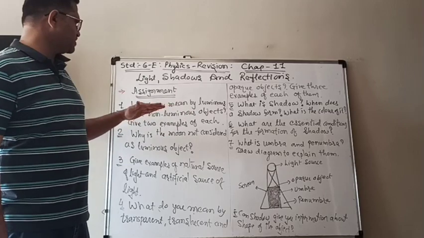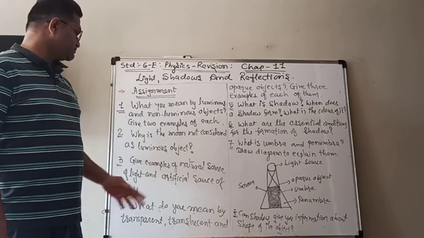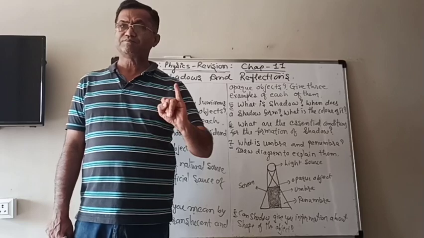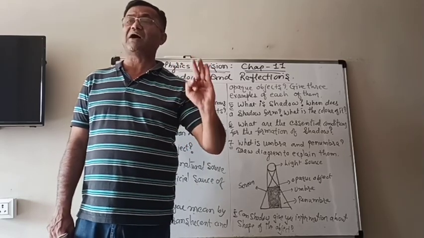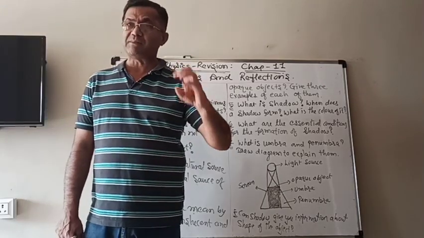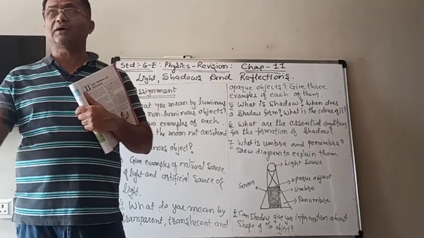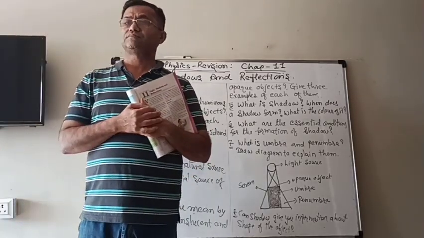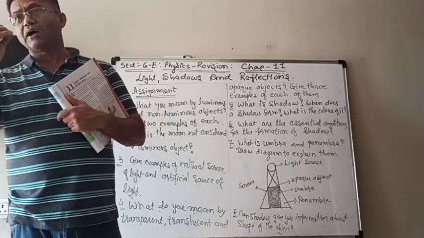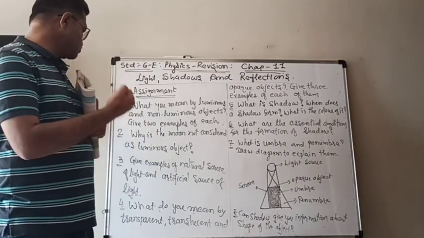So we discussed this first, second and third. In third, natural sources of light, I already explained to you: sun, stars and the firefly. They are self-luminous, means they are emitting their own light. And artificial sources of light are the bulb, tube light, candle, etc.